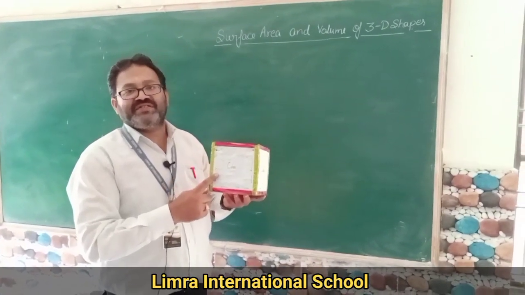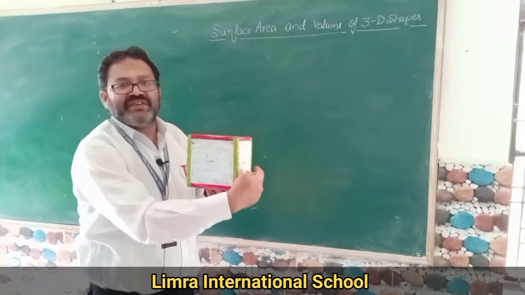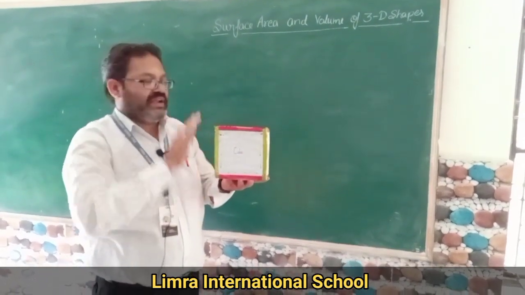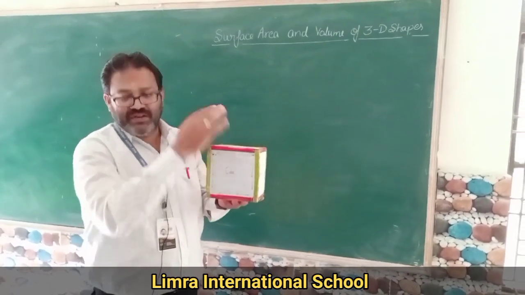It has 6 surfaces. First surface, second surface behind it, third surface this, fourth surface is this, fifth surface and this is the 6th surface. So it has 6 surfaces.